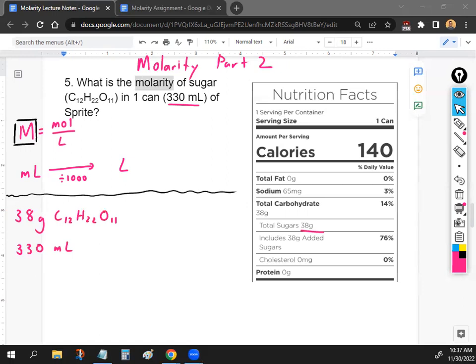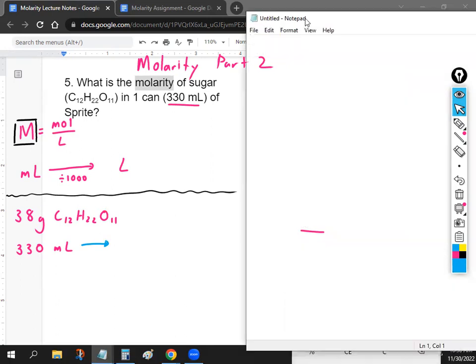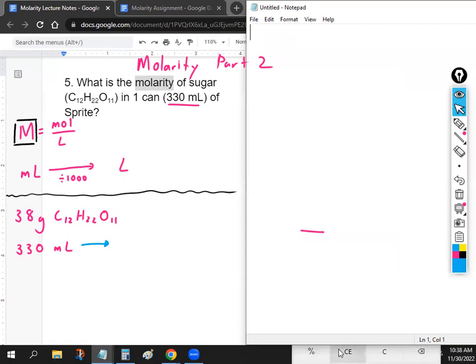One thing that we learned last time is if you ever see milliliters, we got to turn it into liters, right? So what we're going to do is divide this number by 1,000. I'm going to give you guys 15 seconds to pull out your calculator. See if you guys can find how many liters are in 330 milliliters. See if you guys can turn 330 milliliters into liters.